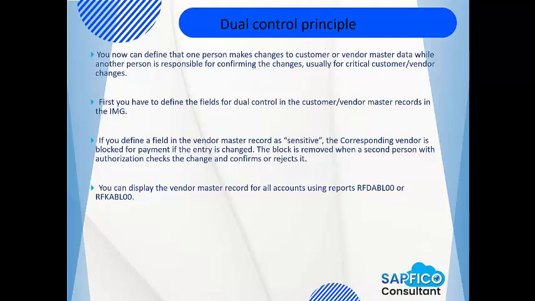If you define a field in the vendor master record as sensitive, the corresponding vendor is blocked for payment if the entry is changed. The block is removed when a second person with the authorization checks the change and confirms or rejects it. You can display the vendor master record for all accounts using report RFBABL00 or RFKLB00. Generally, most companies now have a centralized master data team, so all of this is not really required, because a separate master data team is authorized to do the changes. The dual control principle generally is not really used.